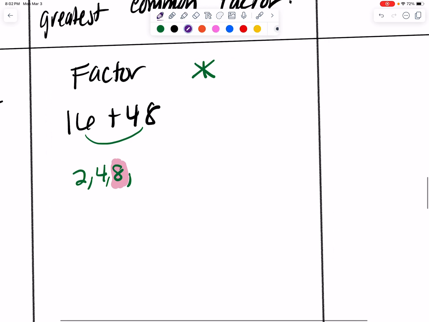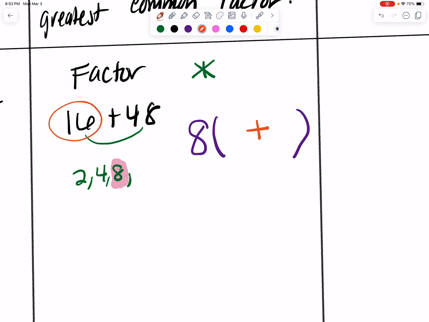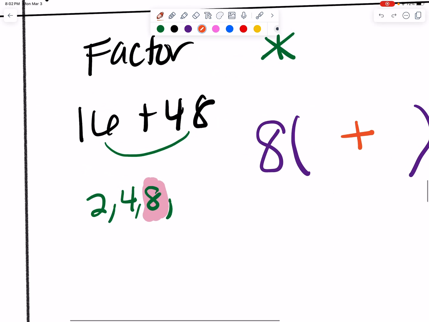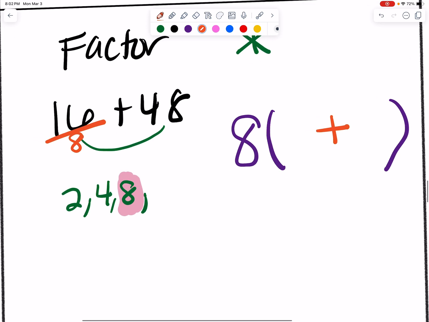Watch this. You put the main number here, and you get your burrito ready. And it's adding, so I'm going to put an addition sign right here. Now, if I pulled out an 8 from 16, it's the same thing as doing divide by 8, or you can say 8 times what is 16, which is 2. And then the same thing with 48. If I pull out an 8 and I do 48 divided by 8, it would give me 6.